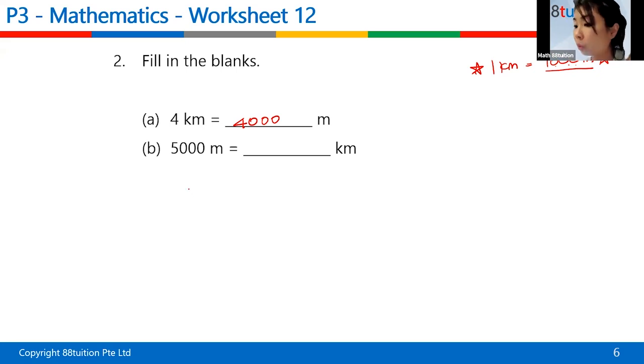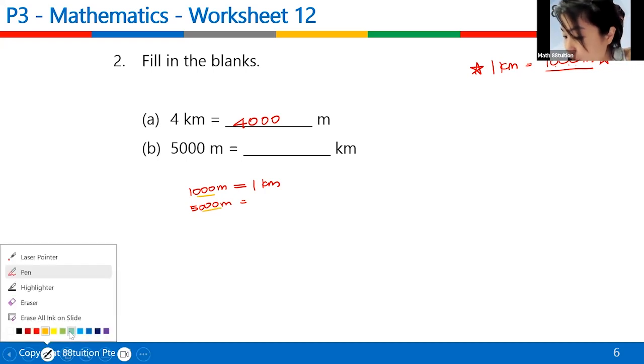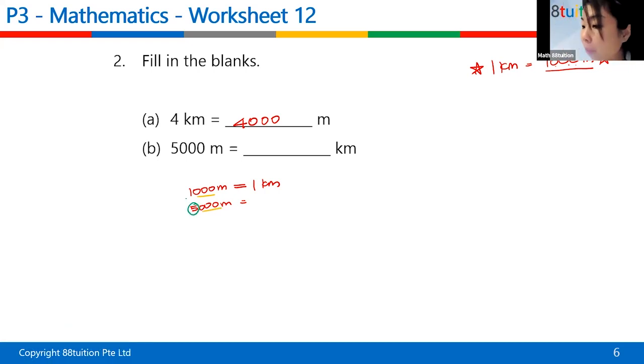Let's look at 5,000 meters. If you look, 1,000 meters is 1 km. If we have 5,000 meters, it's exactly the same, 3 zeros. The only thing that changes is the digit 5 here. So what we can figure out is that from 1,000 to 5,000, I times 5. So it's 5 times 1,000 meters. So 5,000 meters will be 1 km times 5. Times 5 on the left, times 5 on the right, 5 km.